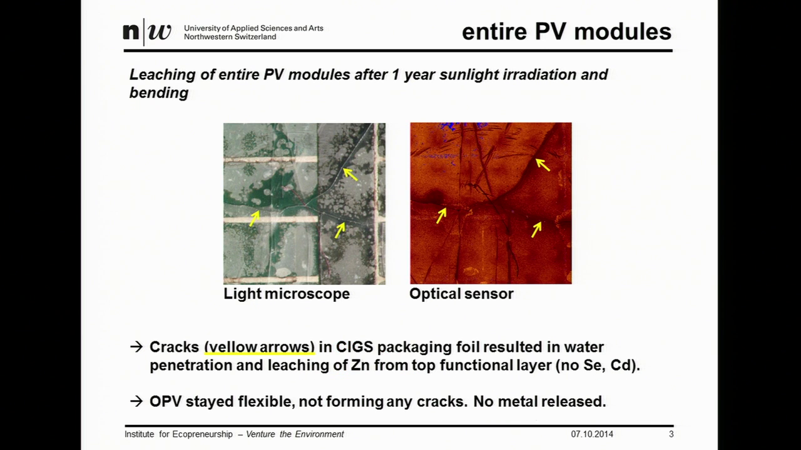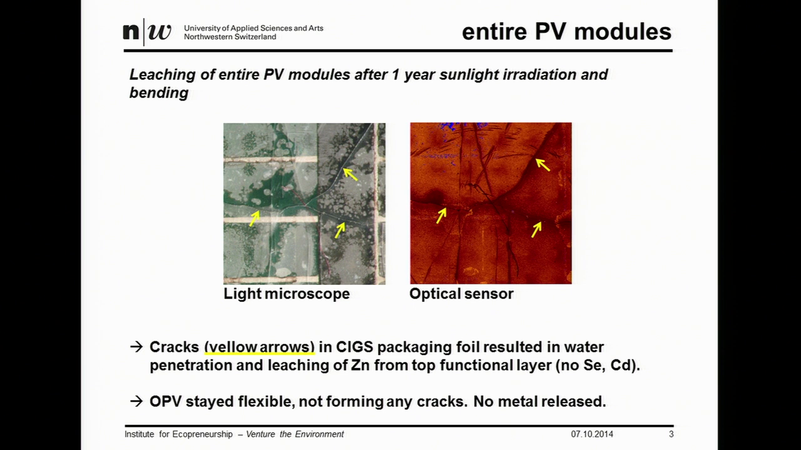Then we did another leaching experiment, not this worst case scenario, so not by cutting them into pieces, but we took entire PV modules and irradiated them in a sunlight simulator for one year of outdoor sunlight conditions, and then did some bending. We were able to see that in the CIGS cells, some clear cracks were forming, whereas the OPV encapsulation foil was still very flexible and no cracks were visible. You can see them on the one hand by light microscopic analysis, and on the other hand we have a technique with an optical white light sensor which allows us to characterize the cracks, like the number of cracks per area and the depths of the cracks. In this scenario, because the OPV encapsulation layer was still highly flexible, no components were leaching, whereas from the CIGS cells some zinc was leaching from the top functional layer.